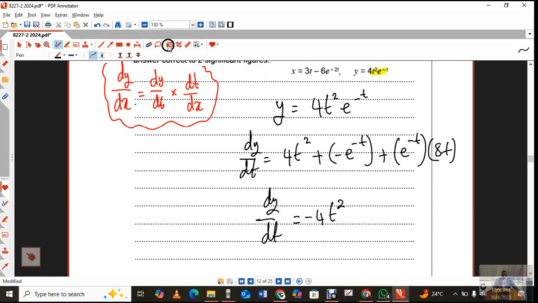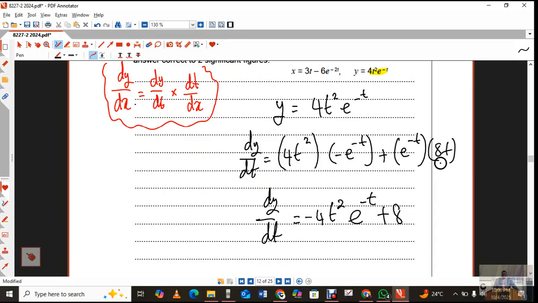4t squared. There should not be a plus. Should be multiplying that, no? It's this: keep the first, the derivative of the second, plus the second derivative of the first. Good. So it's negative 4t squared e to the minus t. This negative is the one that is there.